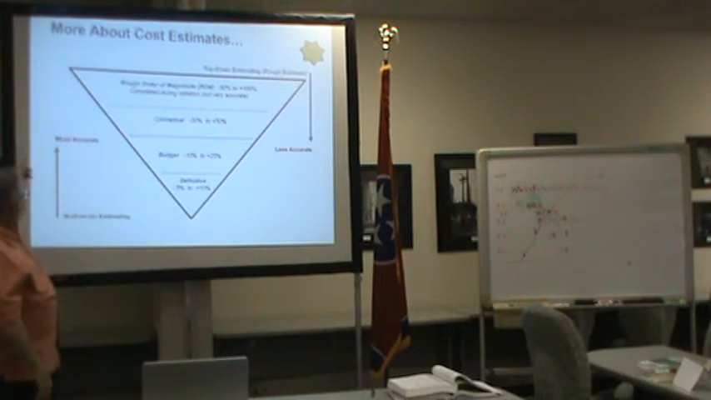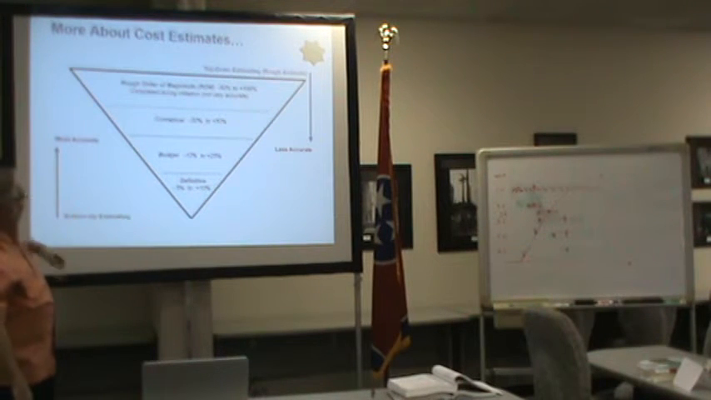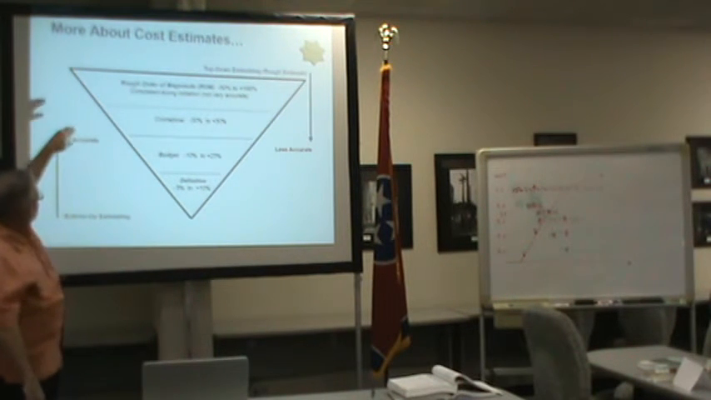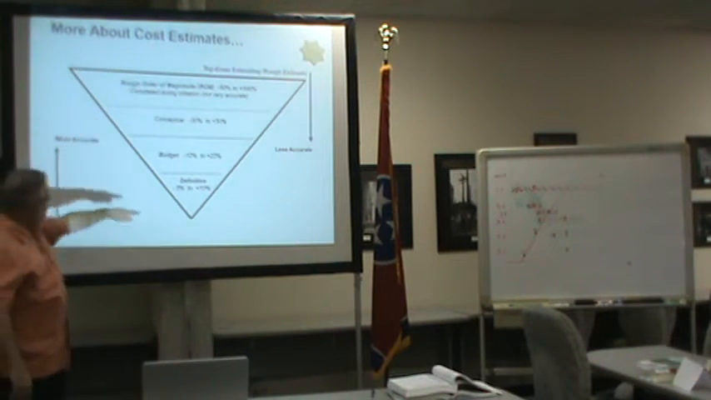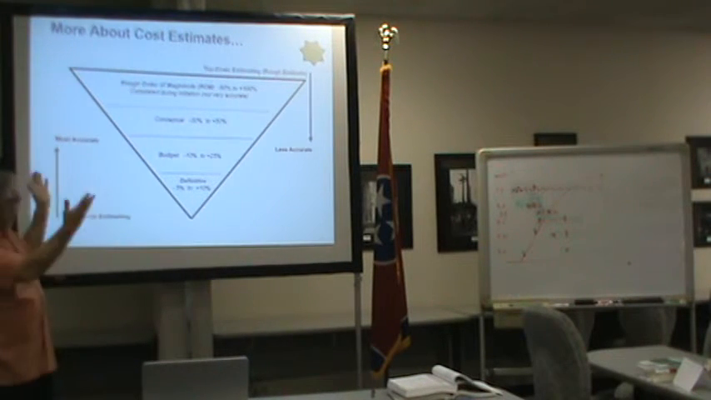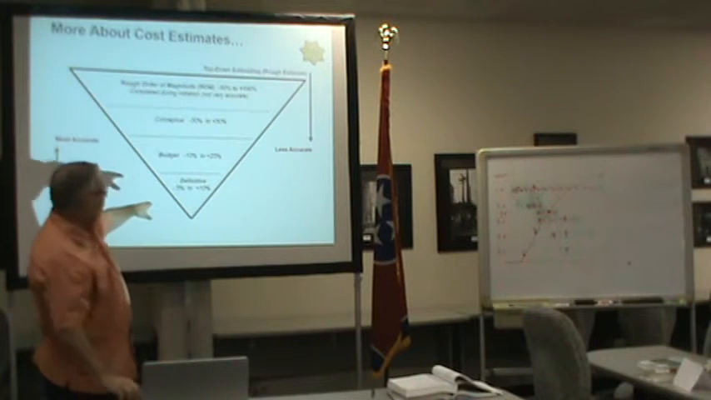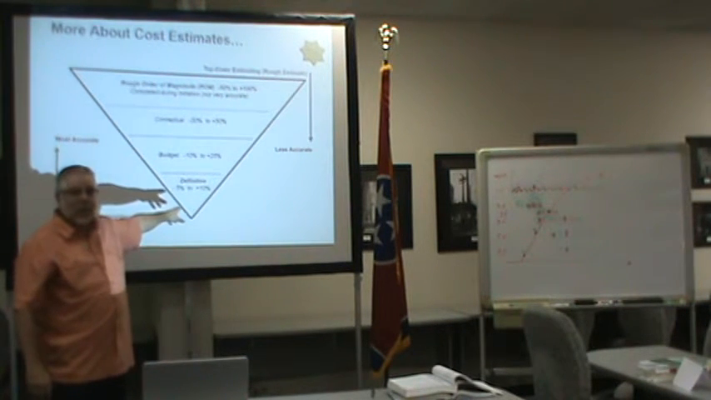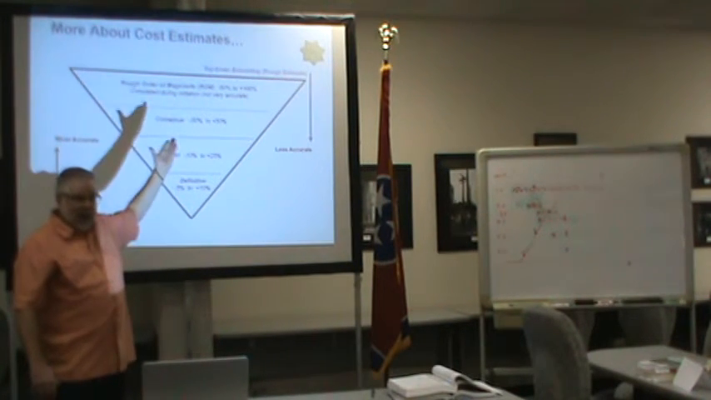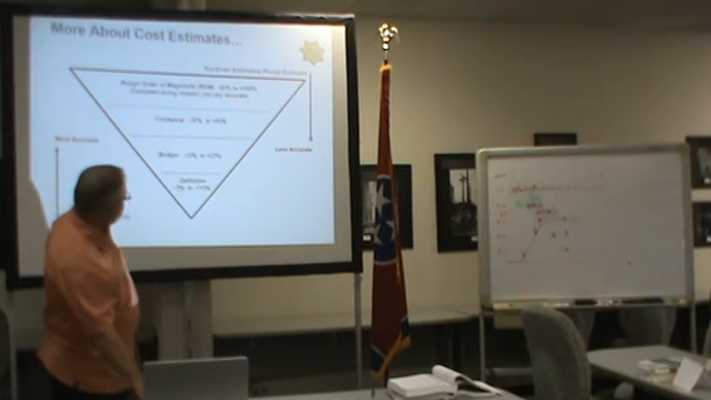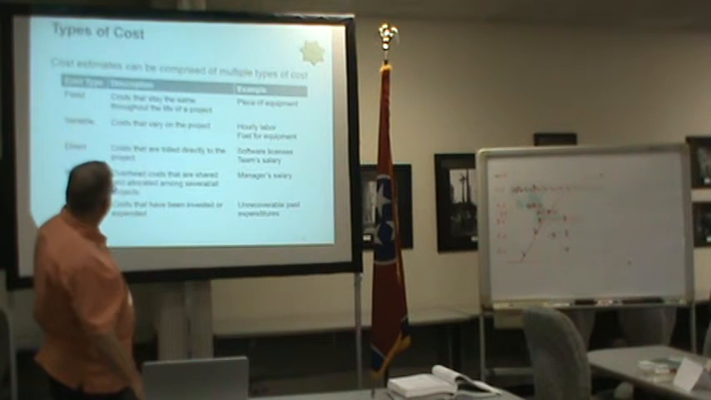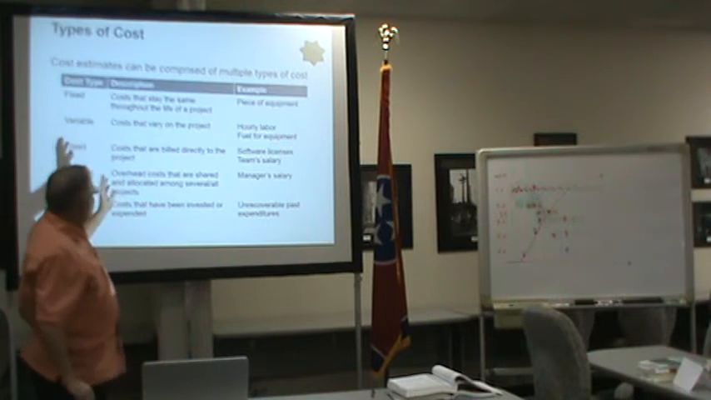Yeah, I think the arrows are going the wrong way, right? Less accurate up here, more accurate down here as we get a more definitive estimate. And we sometimes talk about definitive estimates as what kind? Bottoms up. You heard that? Yeah, there it was down in the corner. Kinds of cost.